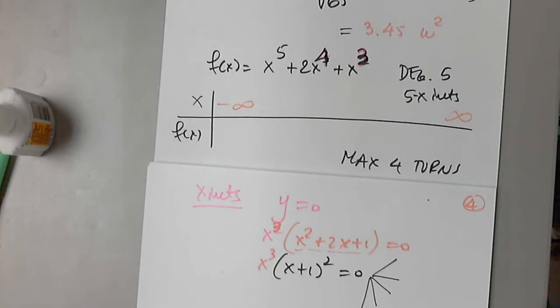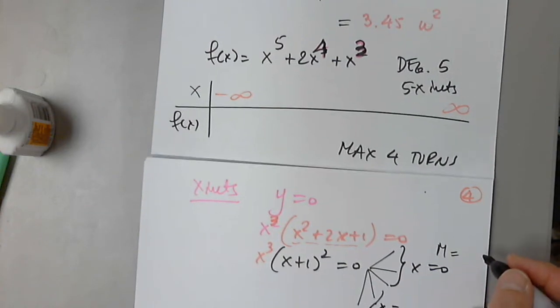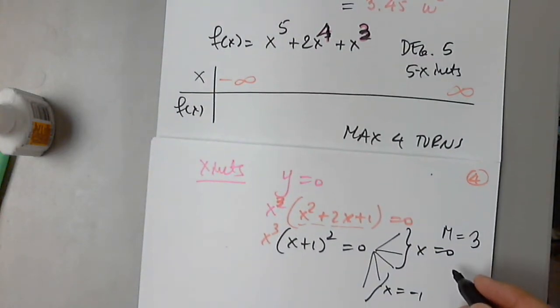x is equal to 0. Say it again. x is equal to 0. How many? 3 times. Very good. Indeed, 3 times x equal to 0 and? Minus 1, 2 times. Very good. So x equals -1 twice. What is the multiplicity of 0 then? One more time. 3.